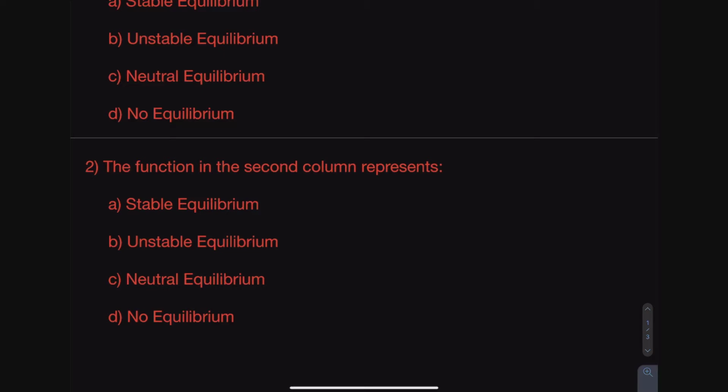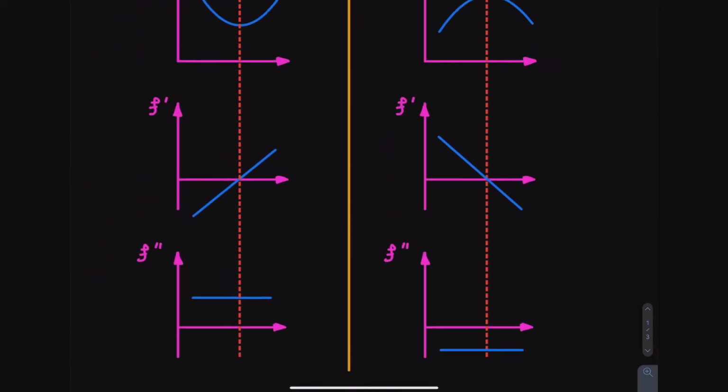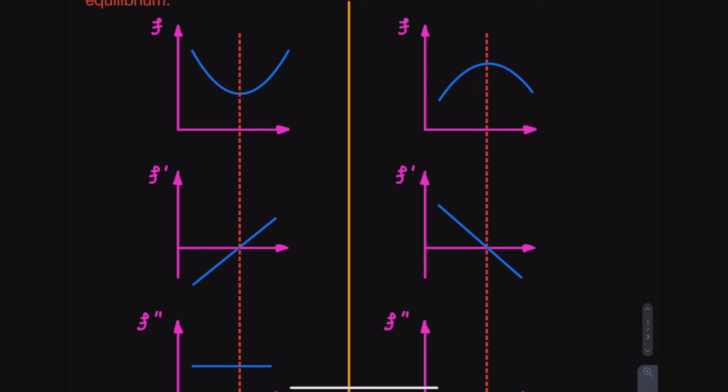So it's actually a very straightforward question. We're given the potential energy of the system and its derivatives, and we basically just have to determine what state of equilibrium each one of these columns represents.